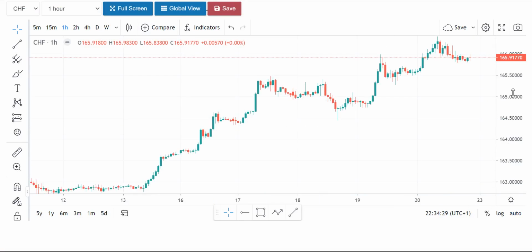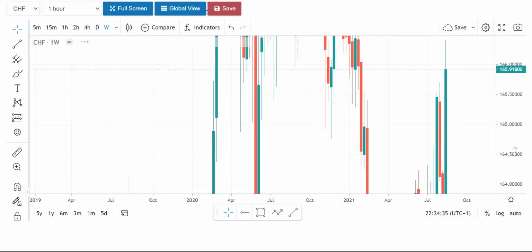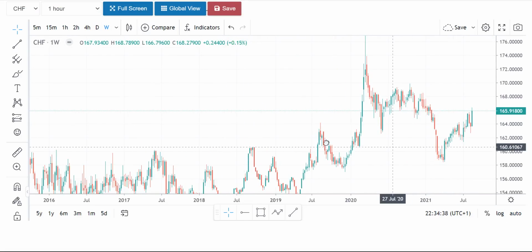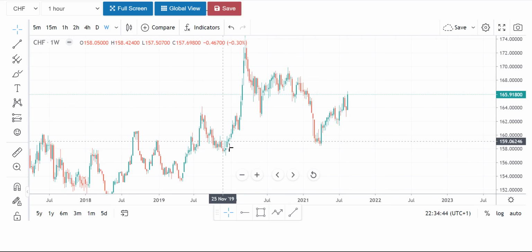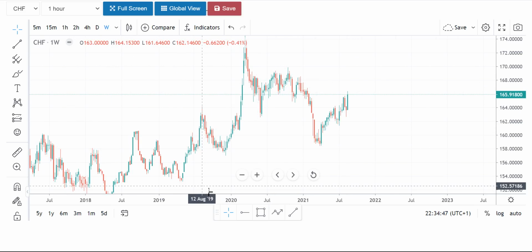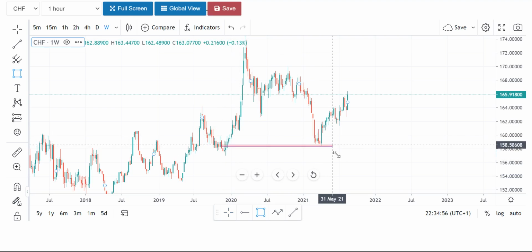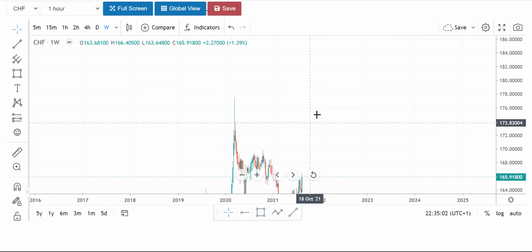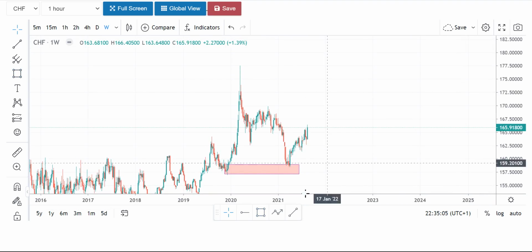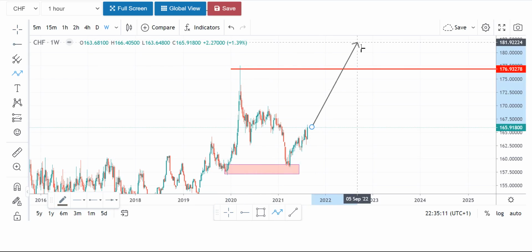Moving to the next pair, CHF, which is the Swiss franc. On the weekly time frame, we would see that it's on the retracement. It's been an uptrend, higher highs, and this was the previous low, but it just rejected off a very important supply demand zone. So we should expect this to create a higher move to the upside, breaking this previous high. So we should expect this happening.